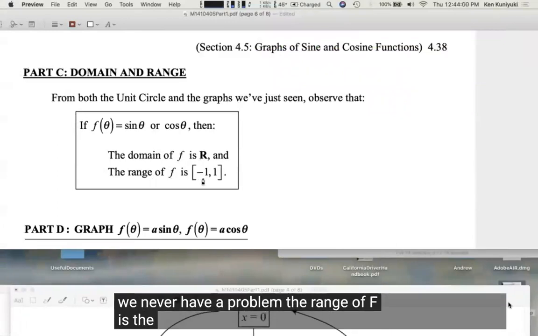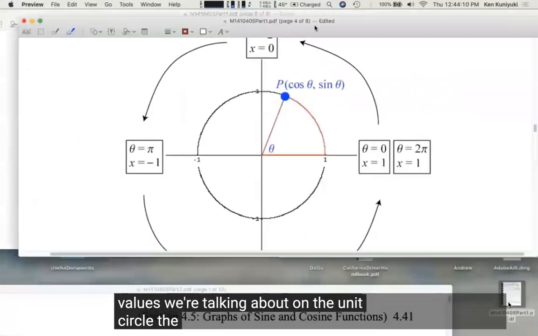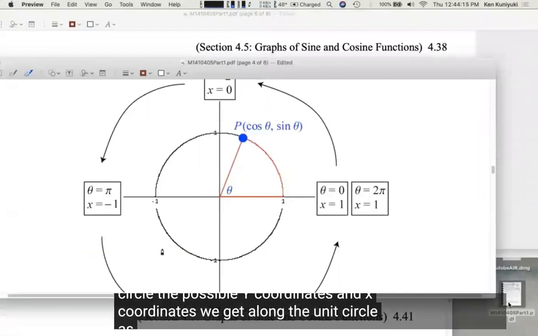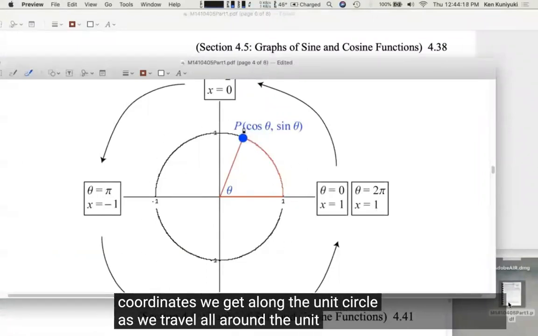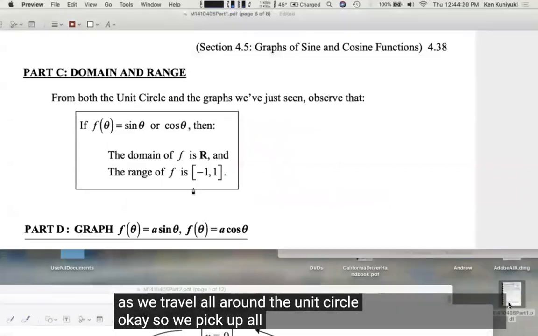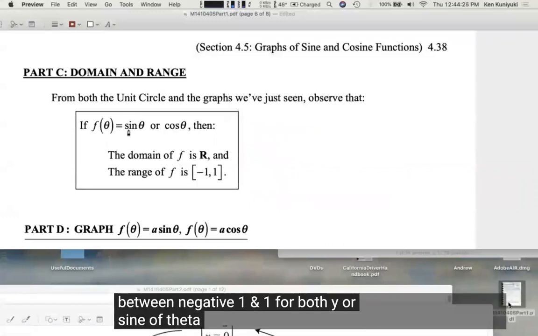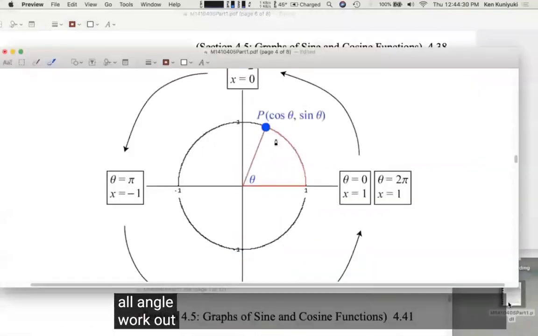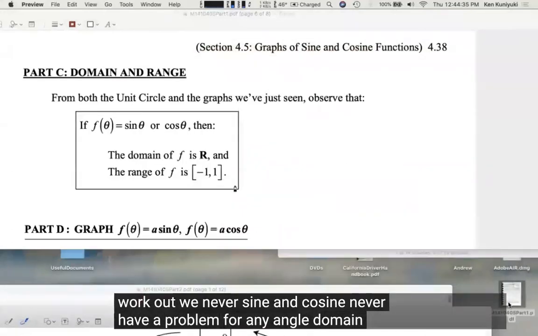The range of f is the closed interval from -1 to 1, which makes sense because we're talking about sine values and cosine values. We're talking about, on the unit circle, the possible y coordinates and x coordinates we get along the unit circle as we travel all around the unit circle. So we pick up all of the real numbers between -1 and 1 for both y, or sine of theta, and x, or cosine of theta. All angles work out. Sine and cosine never have a problem for any angle. Domain is all reals.